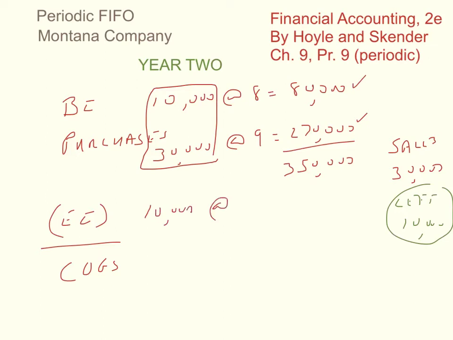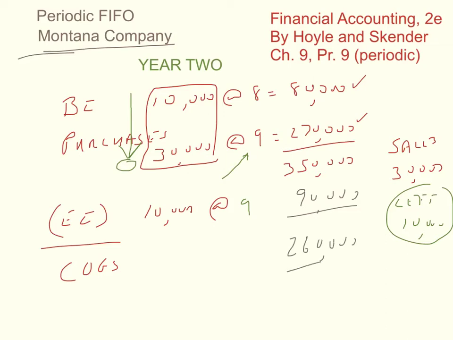And then once again, we get to where FIFO comes into play. What is the cost of those ending inventory? As I've already said, in FIFO, you peel them off in that direction. So whatever's left is the last one's left. What did the last ones cost? The last ones cost $9 a piece. 10,000 at $9 gives you a cost of $90,000. If the Montana company is using FIFO, periodic FIFO, cost of goods sold is $260,000.